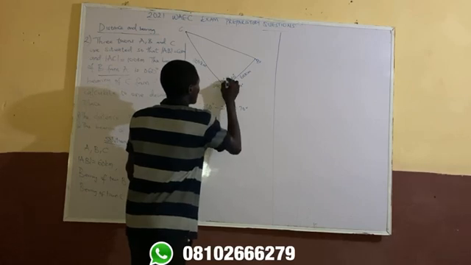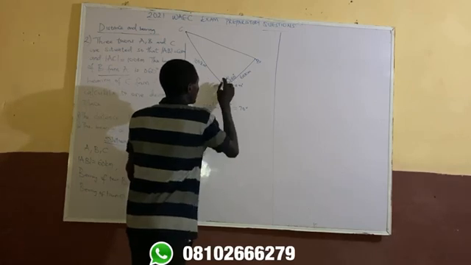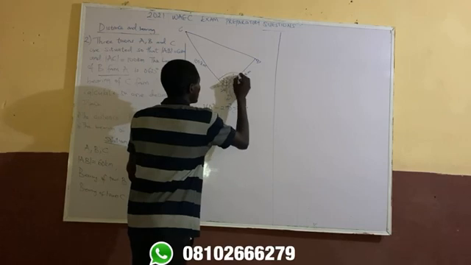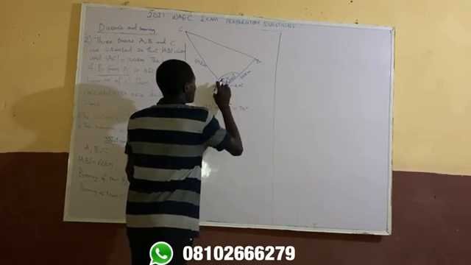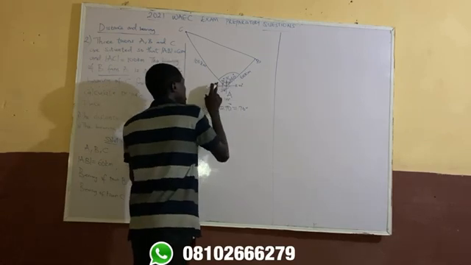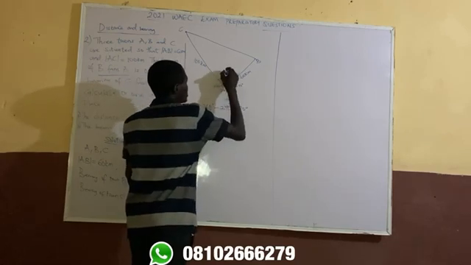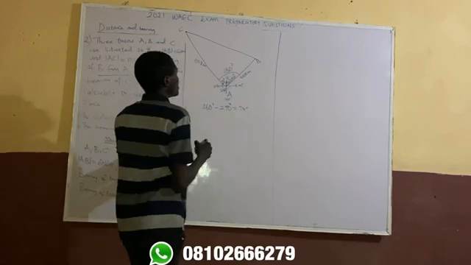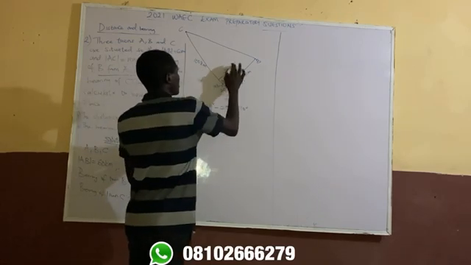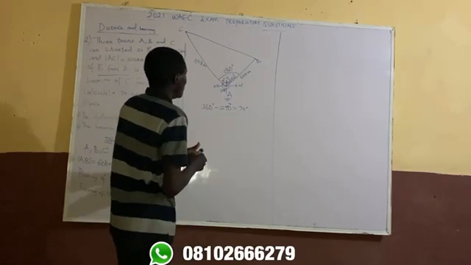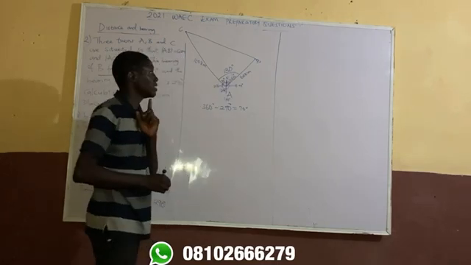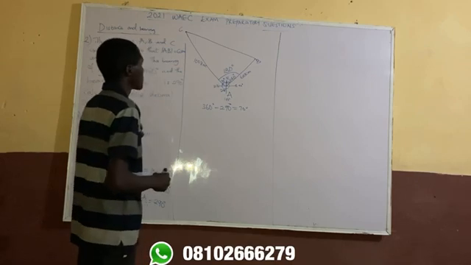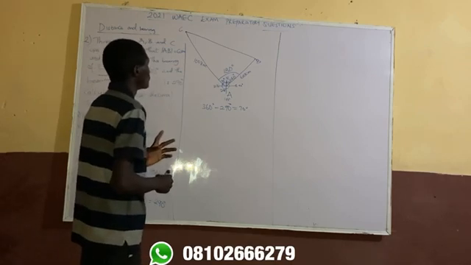So let me clean it. So now we have 70 degrees, and I have 60 degrees. Add them together, 60 degrees plus 70 degrees. What do you have? This whole angle here is 130 degrees. 70 degrees and 60 degrees, when you add them together, give 130 degrees. Now from here, we can proceed to get our BC.